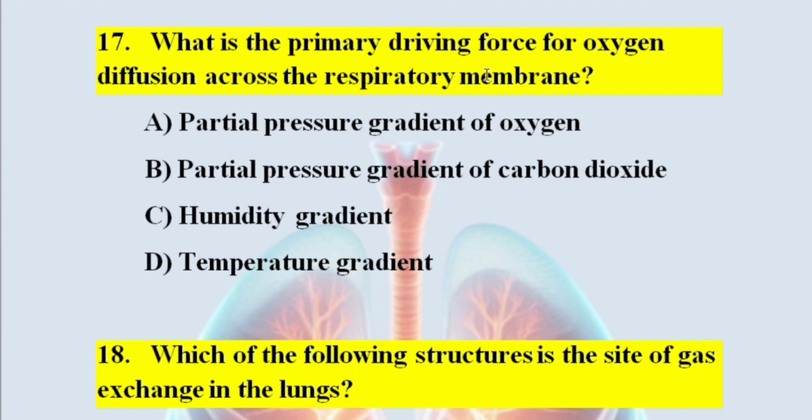What is the primary driving force for oxygen diffusion across the respiratory membrane? Alpha, partial pressure gradient of oxygen, beta, partial pressure gradient of carbon dioxide, Charlie, humidity gradient, delta, temperature gradient. Here the best suitable answer is alpha, partial pressure gradient of oxygen.